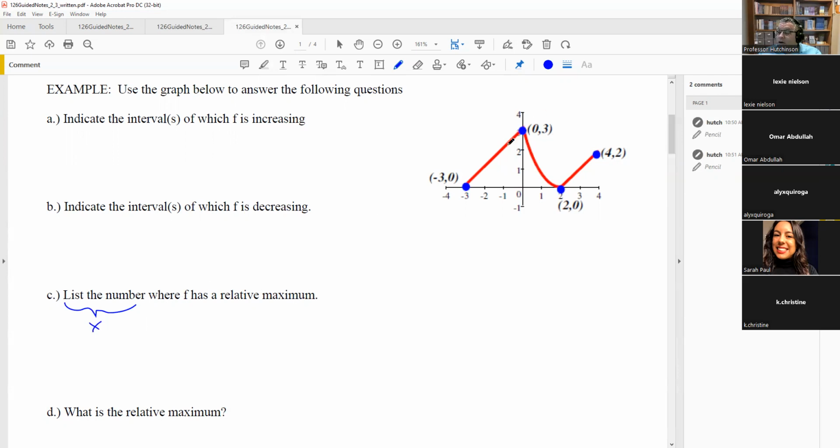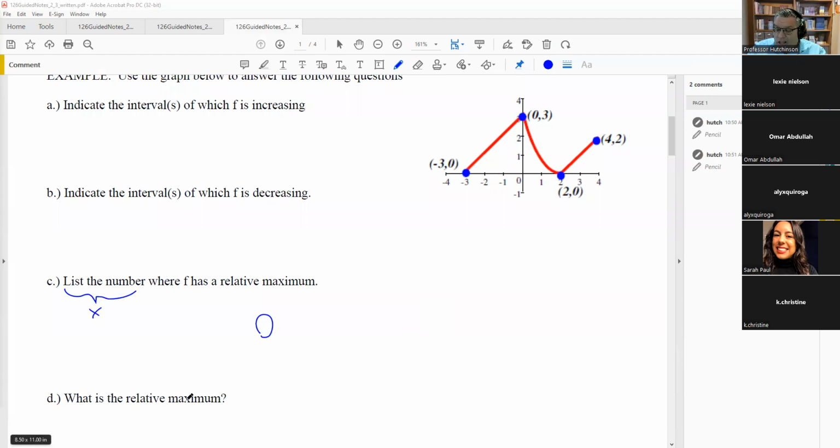Well, the relative max occurs at this point, because we have an increasing and decreasing part. The x value is 0. So I'm just going to put 0 as the answer. You don't have to put x equals. All you have to do is put 0 down for that. You're indicating the x value for which the graph has a relative max.